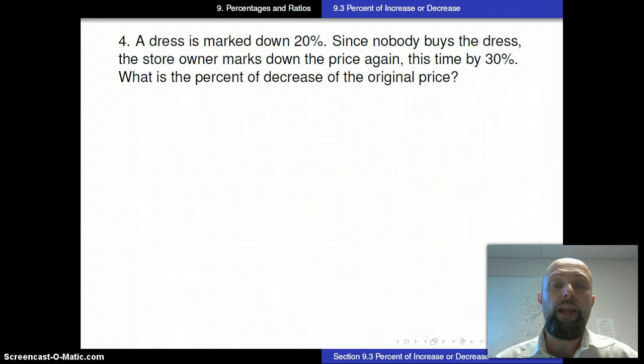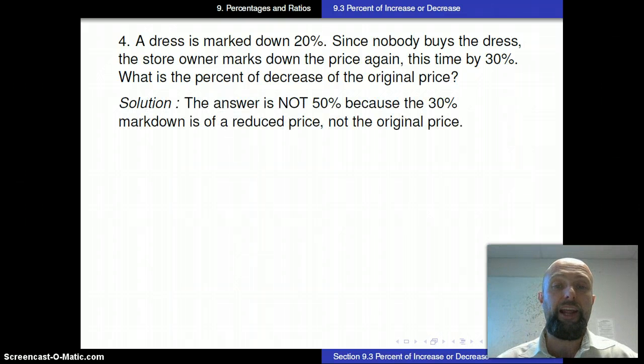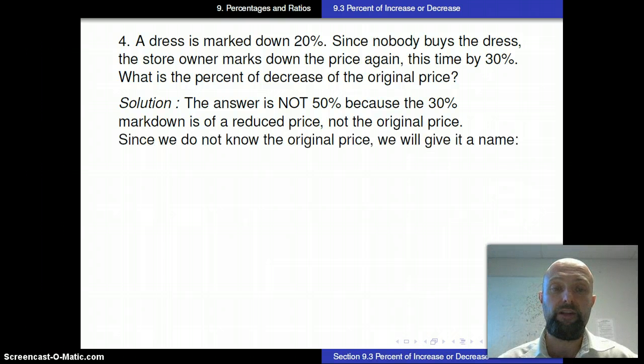Question 4. A dress is marked down 20%. Since nobody buys the dress, the store owner marks down the price again, this time by 30%. What is the percent of decrease of the original price? The answer is not 50%, because the 30% markdown for the second time is of the reduced price already, not of the original price. Since we do not know the original price, we will give it a name.